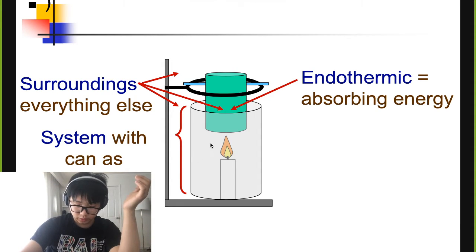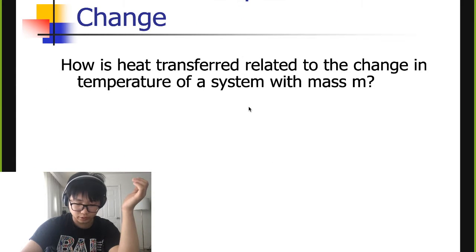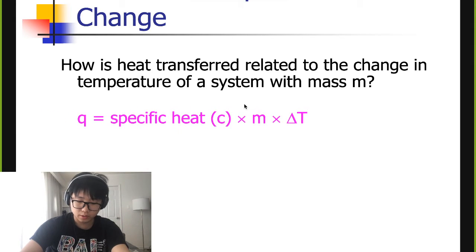Right, so let's see. Next slide. All right, so heat and temperature change. So how does heat transfer relate to the change in temperature? That is the equation we just looked at. Q equals mc delta T.